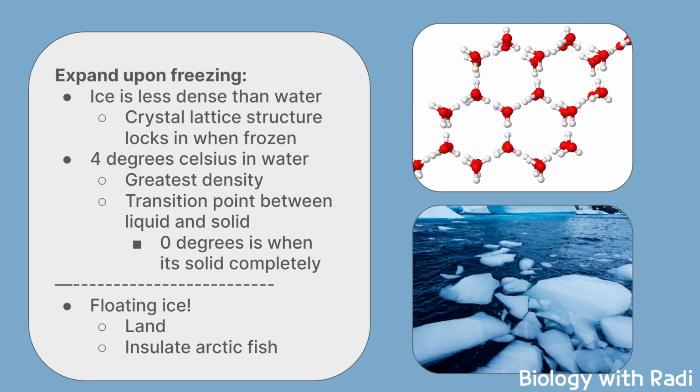The picture of the land ice that I have is kind of shattered, but you can imagine a large plate of ice just covering the Arctic Ocean so that the fish under that plate of ice aren't freezing. So it acts like an insulator and a protective layer.